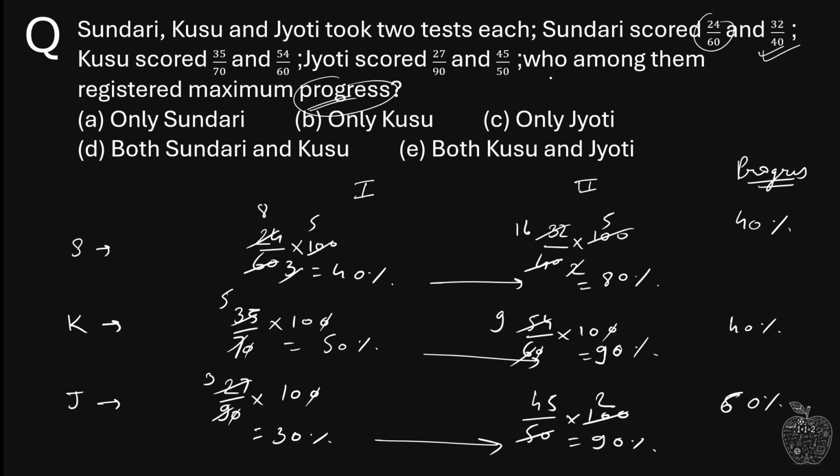Alright, and that is what we are asked, who among them registered the maximum progress. So you can clearly see that among these three, Jyoti scored the maximum progress. So here option C is the correct one, only Jyoti.